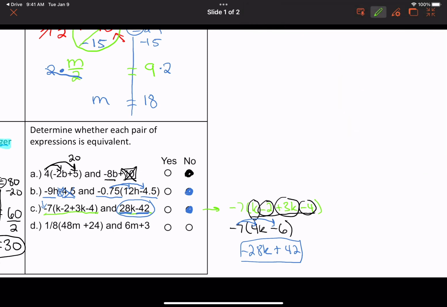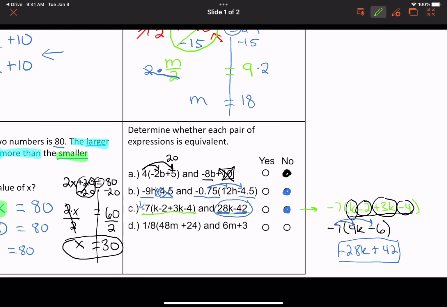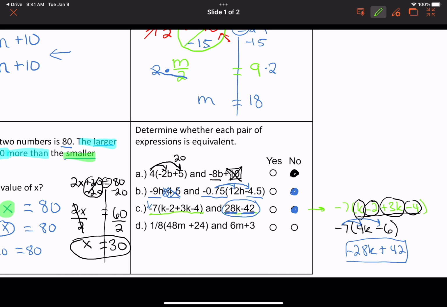All right, and lastly, let's do some distribution. This has got to be the answer, obviously, right? But let's check it out. Let's distribute on this one. 1/8 times 48 comes out to be 6m. And then 1/8 times 24 comes out to be 3. And we end up with 6m plus 3. Is that equivalent to this guy? Yes, it is.